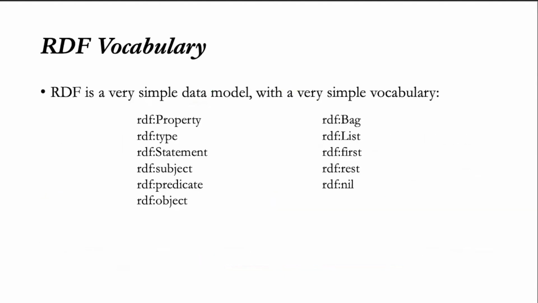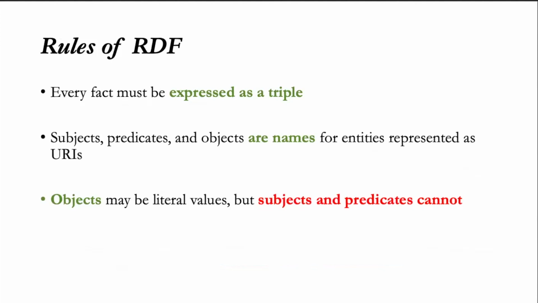Yeah. So let me move on to the vocabulary. Just some rules of RDF. Every fact must be expressed as a triple. Subject, predicates, and objects are names for entities represented as URIs. And then objects may be literal values, like numbers or strings, but subjects and predicates cannot be literal values. You can't have a string located in something. You can't have like John number to some other thing. Literals can only be in object positions.